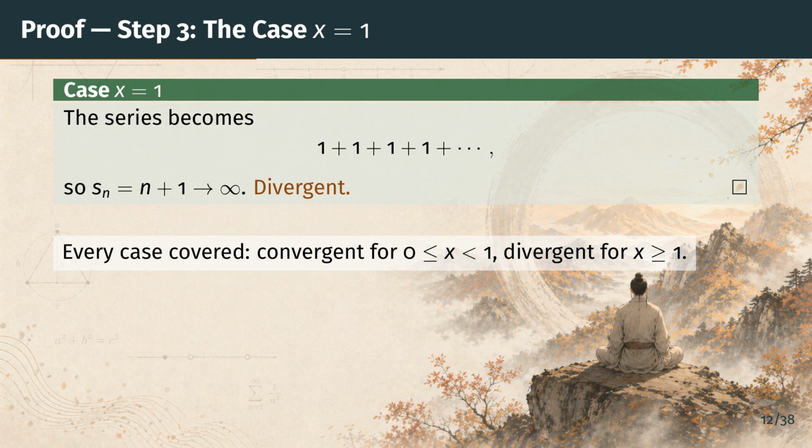Step 3 is the boundary case, x equals 1, which the closed form formula does not handle because the denominator vanishes there. But we do not need any machinery. Each term is just 1. The partial sums are 1, 2, 3, 4, and so on, and they go to infinity. The series obviously diverges. Combining the three cases, we have proved the theorem. The geometric series converges precisely when x is strictly less than 1, with sum 1 over 1 minus x.